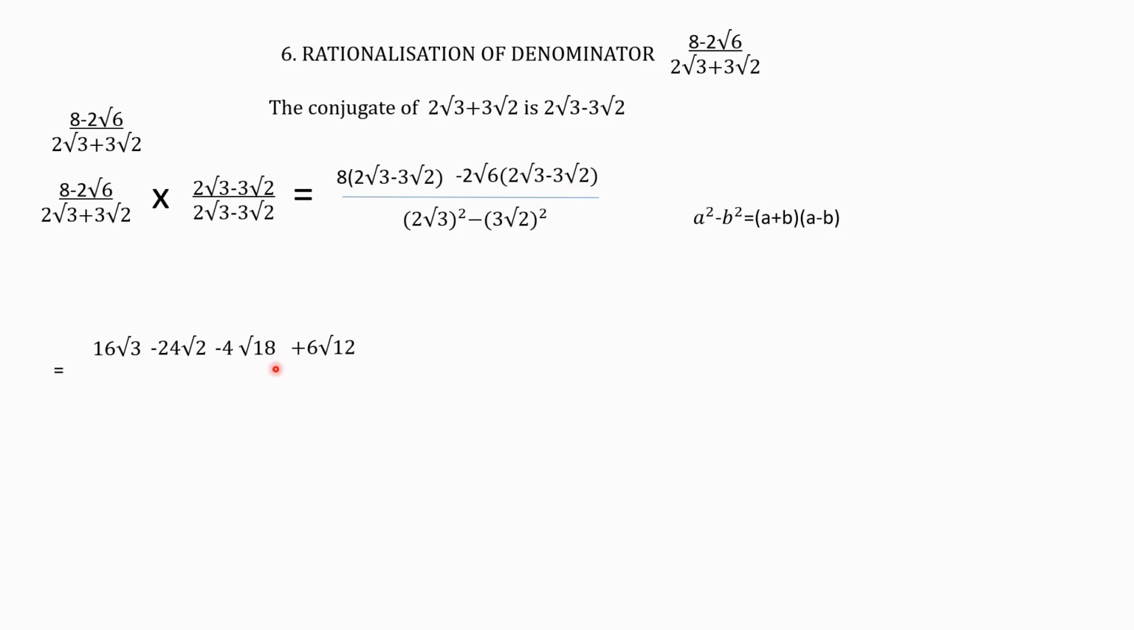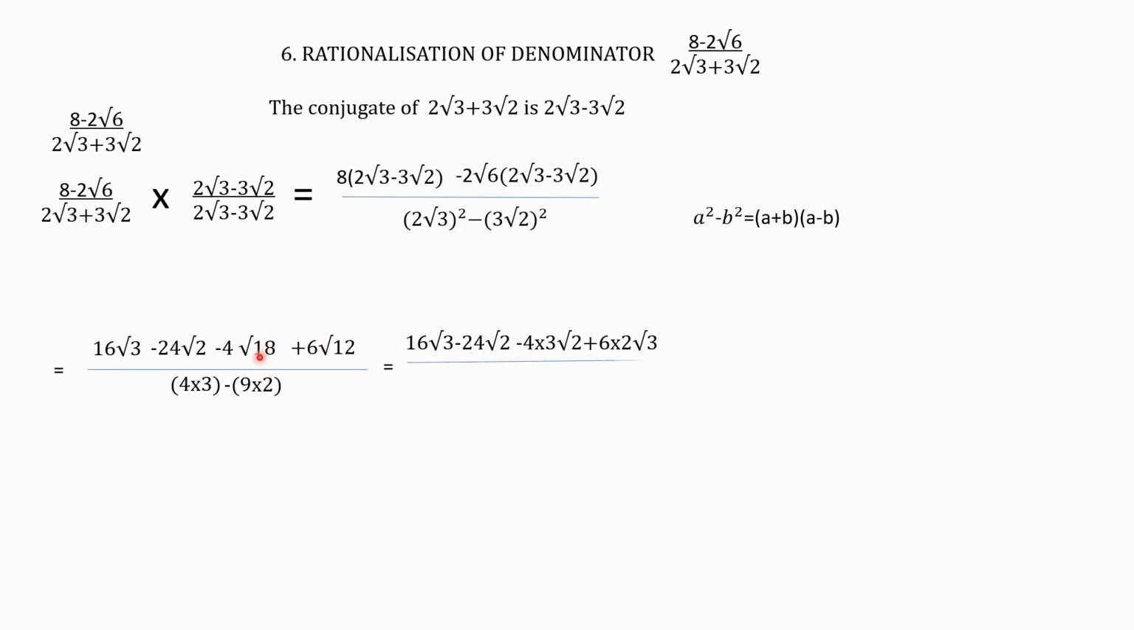In the denominator, we have 4 into 3 is 12 minus 9 into 2 is 18. Now, this one as it is, this also as it is, here we have minus 4 into 3 root 2 and root 2, plus 6 into 2 root 3.